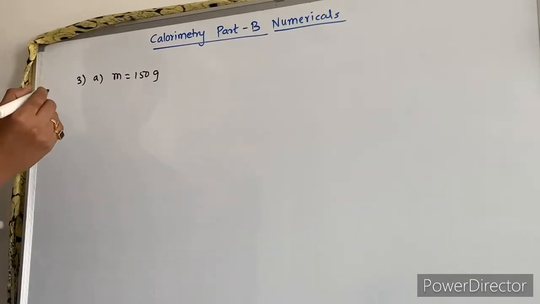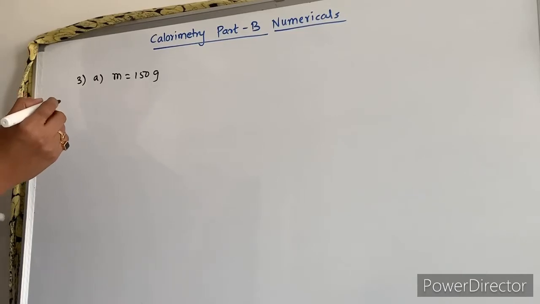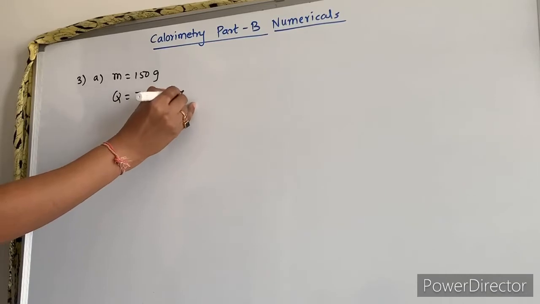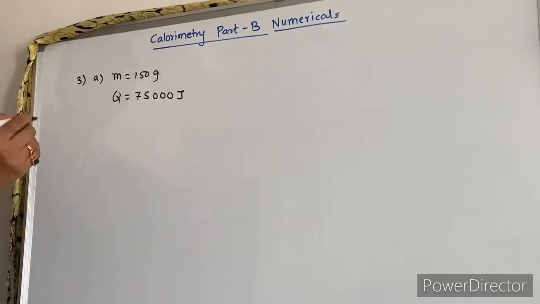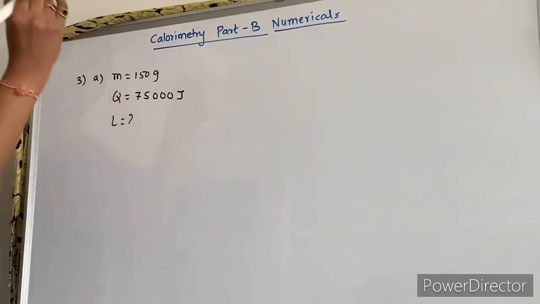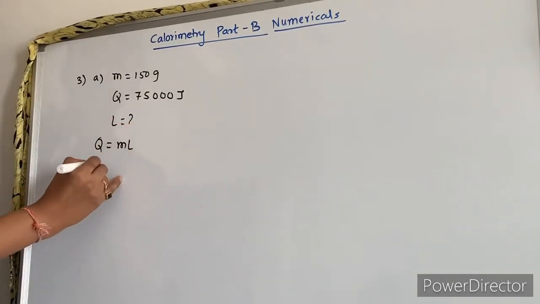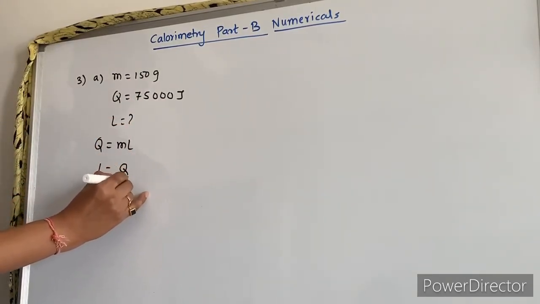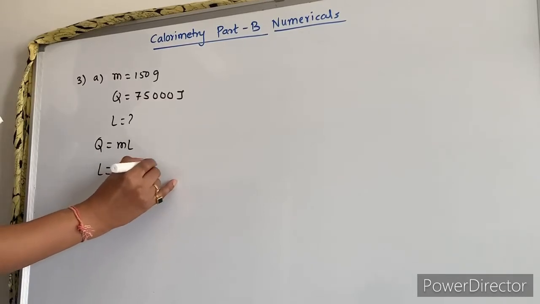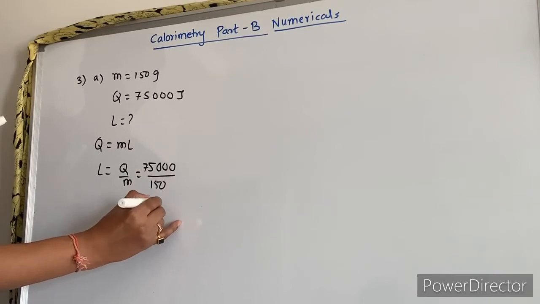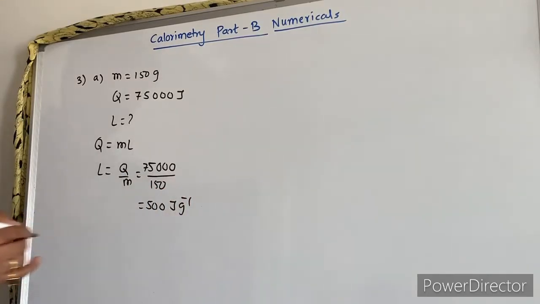Then it is allowed to freeze at same temperature. Underline the word same temperature. It gives out latent heat, 75,000 joule. What do they want? L, specific latent heat. So in this part you have Q is equal to Ml. So your L will be Q by M, which is 75,000 divided by 150, which is 500 joule per gram.